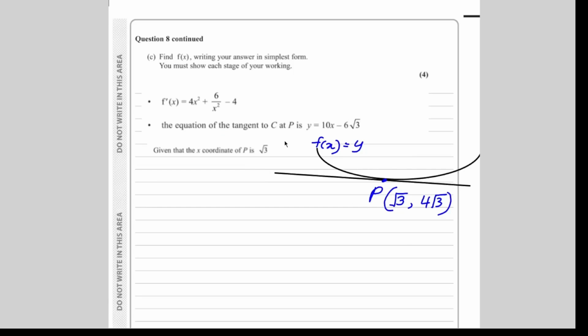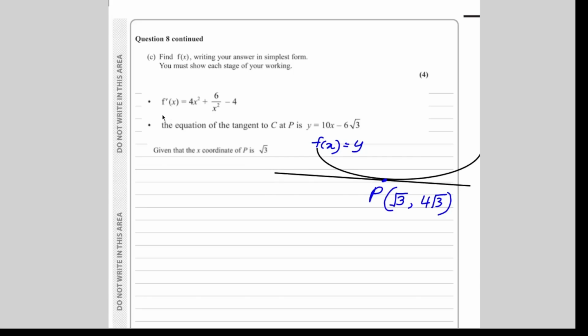Part C. Find f of x, writing your answer in simplest form. You must show each stage of your working. F dash of x is given in this case. F dash of x is equal to 4x squared plus 6 over x squared minus 4. The equation of the tangent is given, the x coordinate of P is given, and we've got the y coordinate as well.